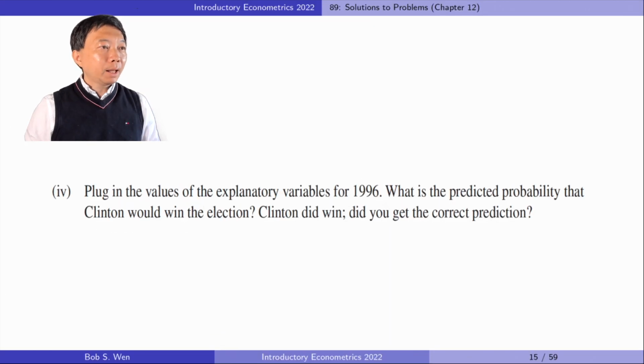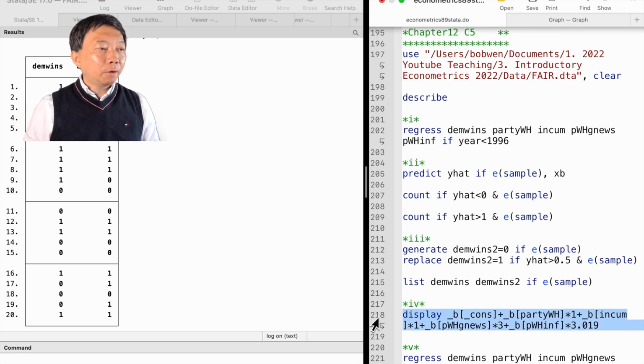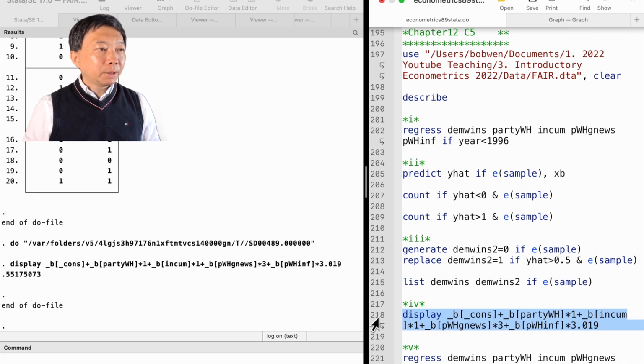In Part 4, plug in the values of the explanatory variables for 1996. What is the predicted probability that Clinton would win the election? Clinton did win. Did you get the correct prediction? We plug in the values of the explanatory variables for the year 1996. The predicted winning probability is 0.55. It is above 0.5. According to the prediction rule, we get the correct prediction.